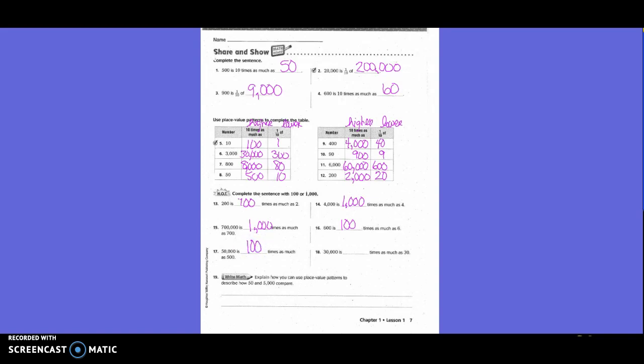Okay, 30,000 is blank times as much as 30. So how do we get from 30 to 30,000? Times 1,000, because there's 3 extra zeros, right?